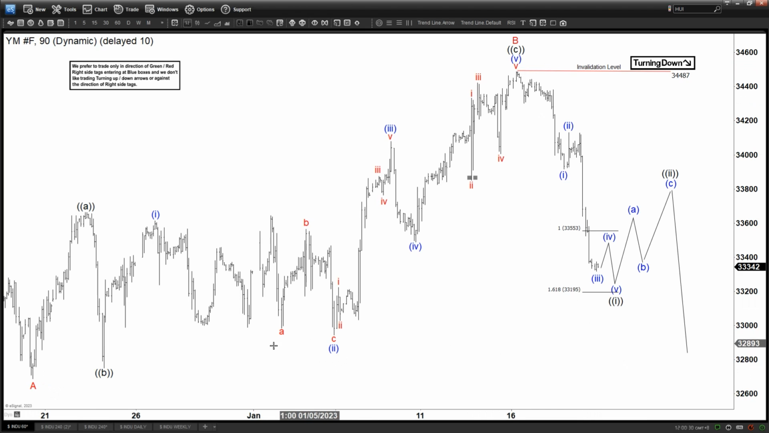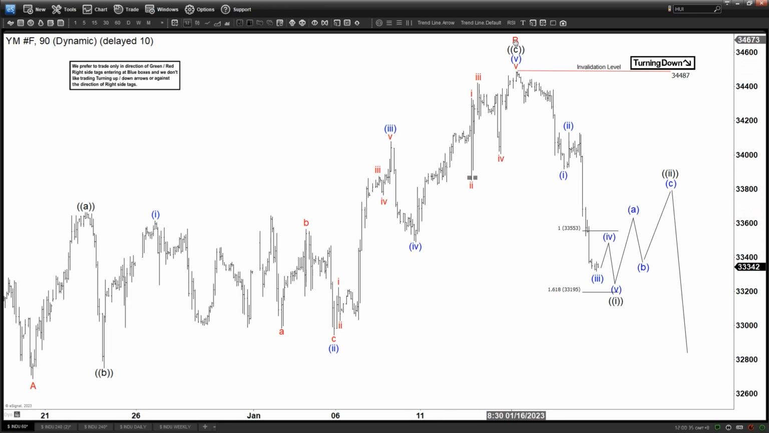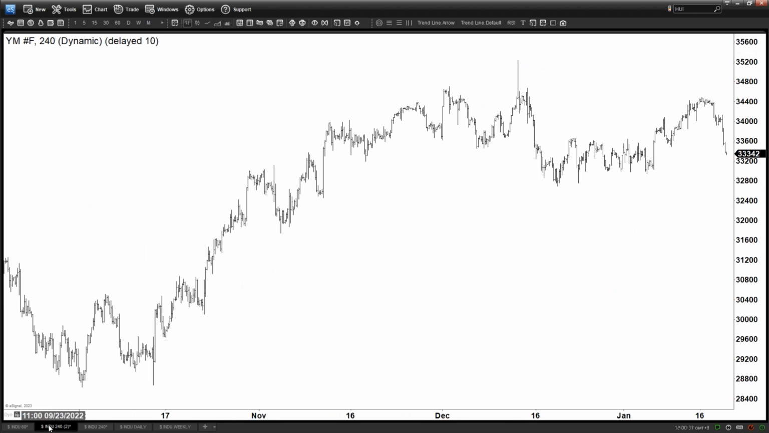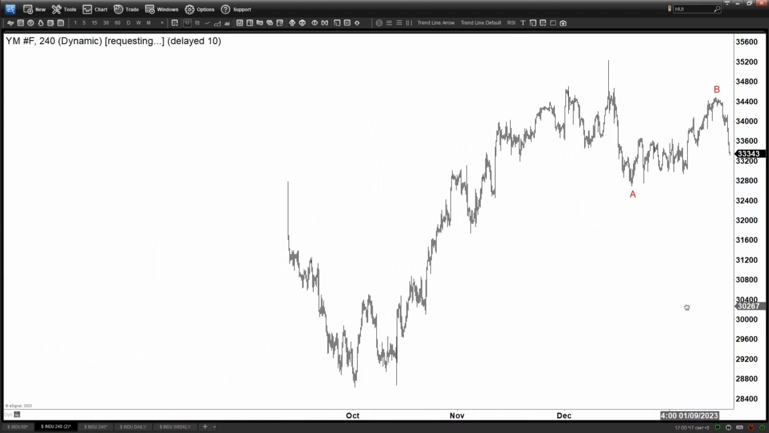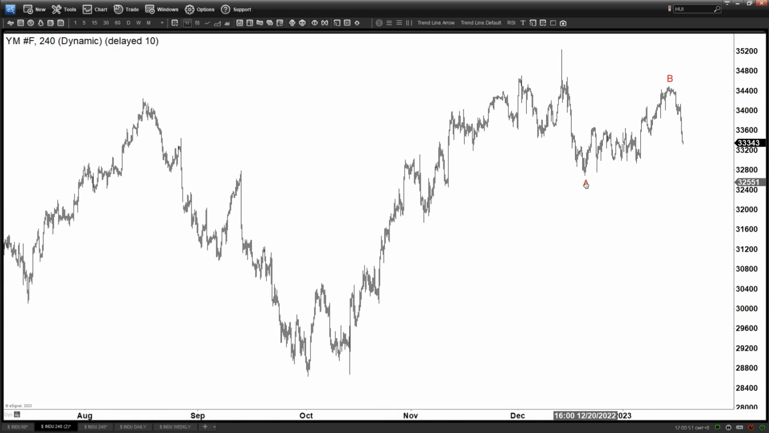So if we zoom out on the 4-hour, and let's try to copy the B. The B will be here and the A will be here, right? That's exactly what we saw here in the 1 hour. So that's basically what we are looking at now.